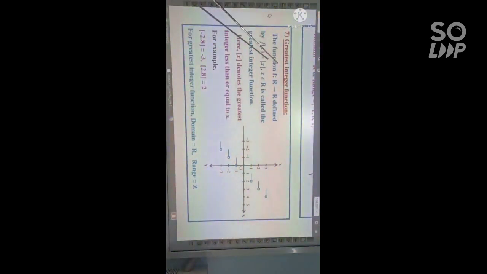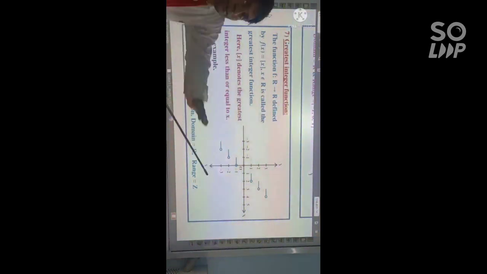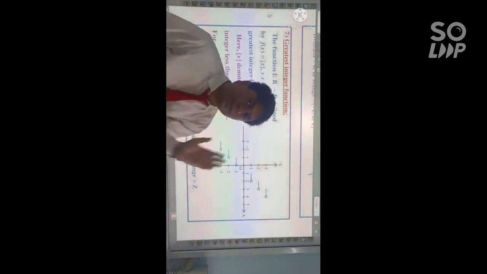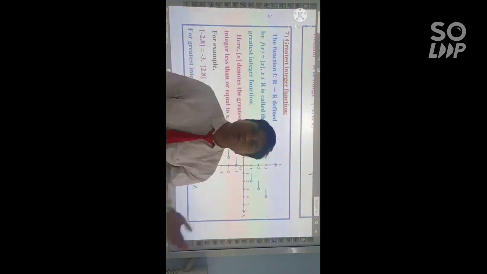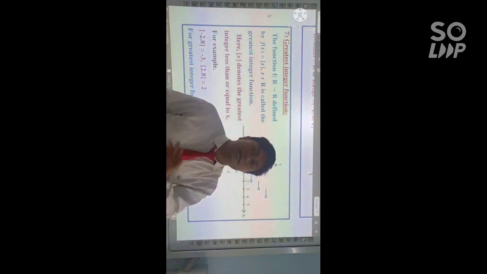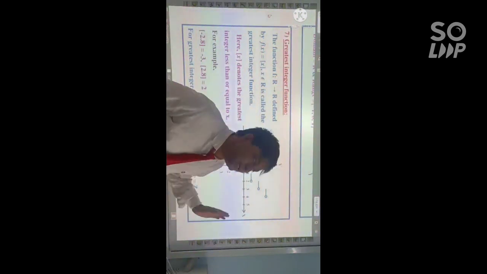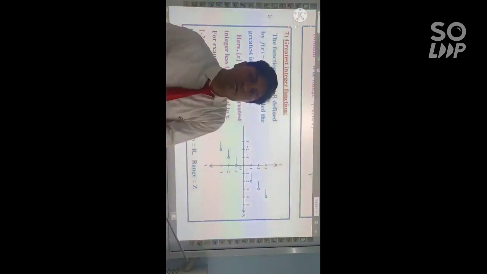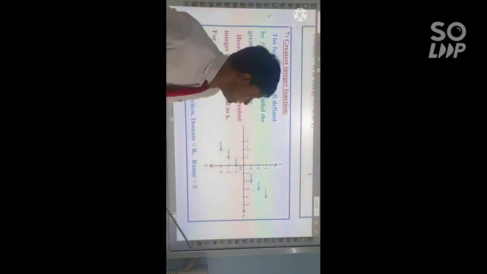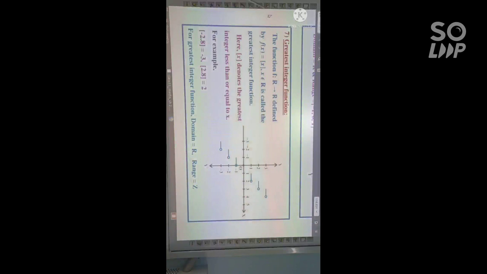The function f from R to R defined by f of x equal to [x], where x is a real number. But on the real numbers we use plus value, minus value, point value, rational number, irrational number, all the numbers. But in this condition we use only integers. So here [x] denotes the greatest integer less than or equal to x.